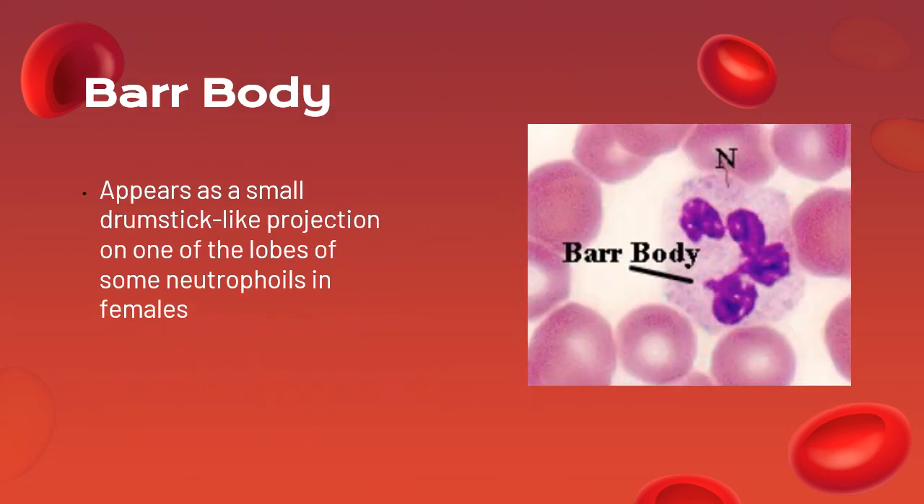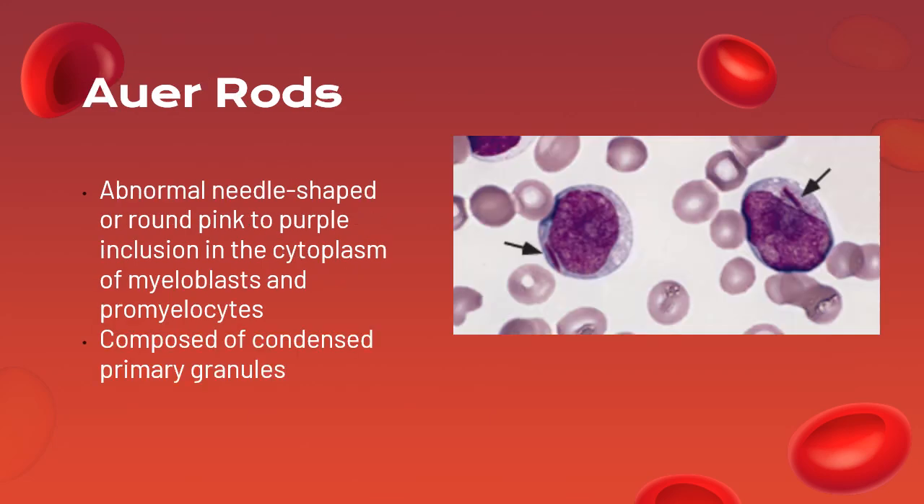Barr body appears as a small drumstick-like projection on one of the lobes of some neutrophils in females. Auer rods are abnormal needle-shaped, round, pink to purple inclusions in the cytoplasm of myeloblasts and promyelocytes. They are composed of condensed primary granules.